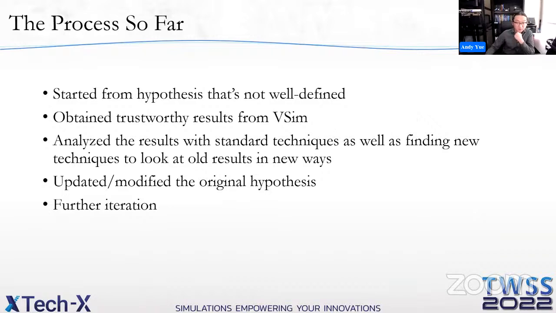So let's summarize the process so far. We started with a hypothesis that is not well defined because theories on magnetron startups are incomplete. We proceed by simulating two different magnetrons under various setups. Some of these setups are inspired by physical experiments and obtained trustworthy results from VCM. We analyze the results with standard techniques as well as finding new techniques to look at old results in new ways. And we made observations that lead to updates and modifications to our original hypothesis or the forming of new hypotheses. Then the natural next step here is to repeat this cycle and test our new hypothesis.